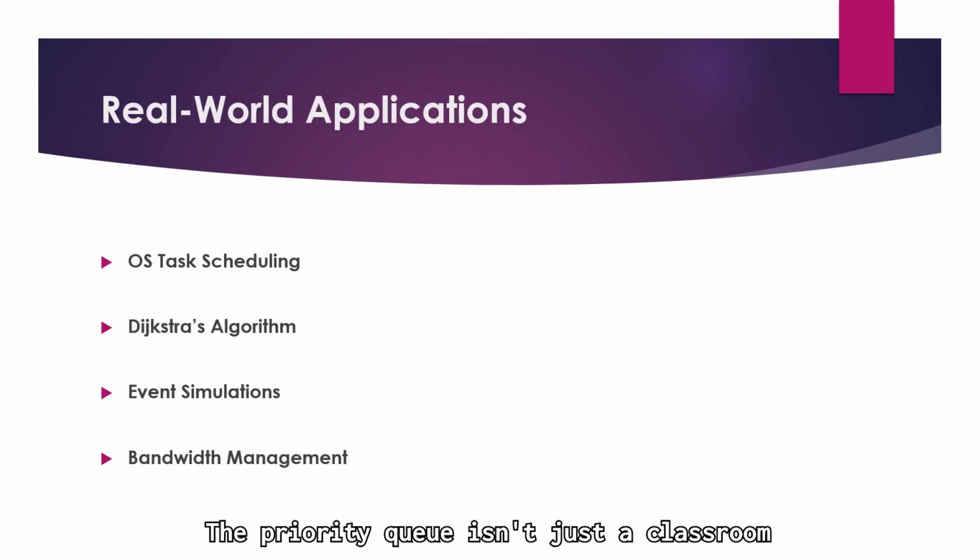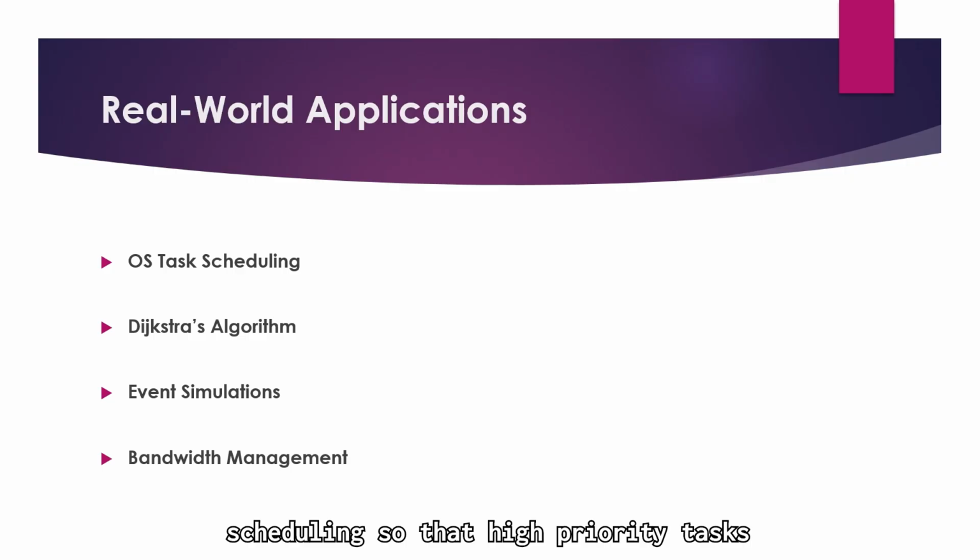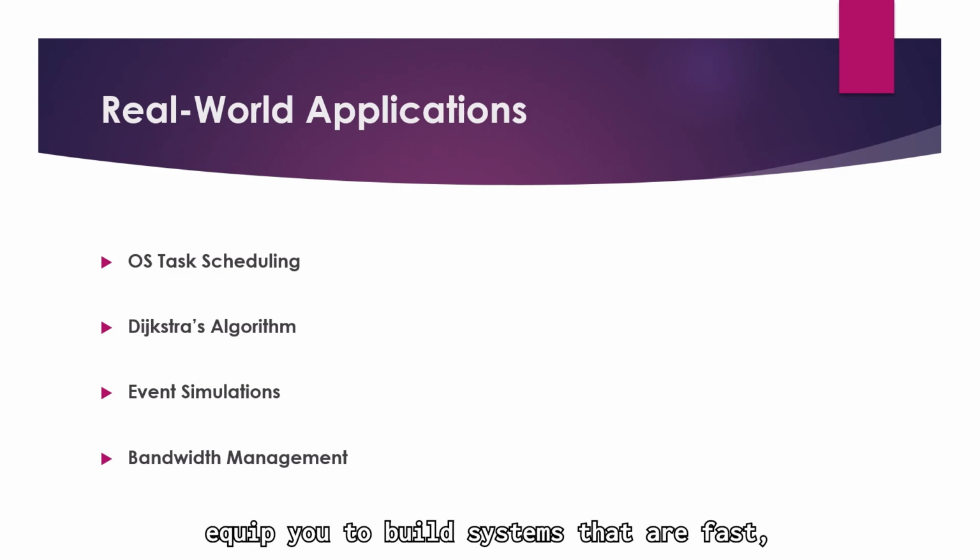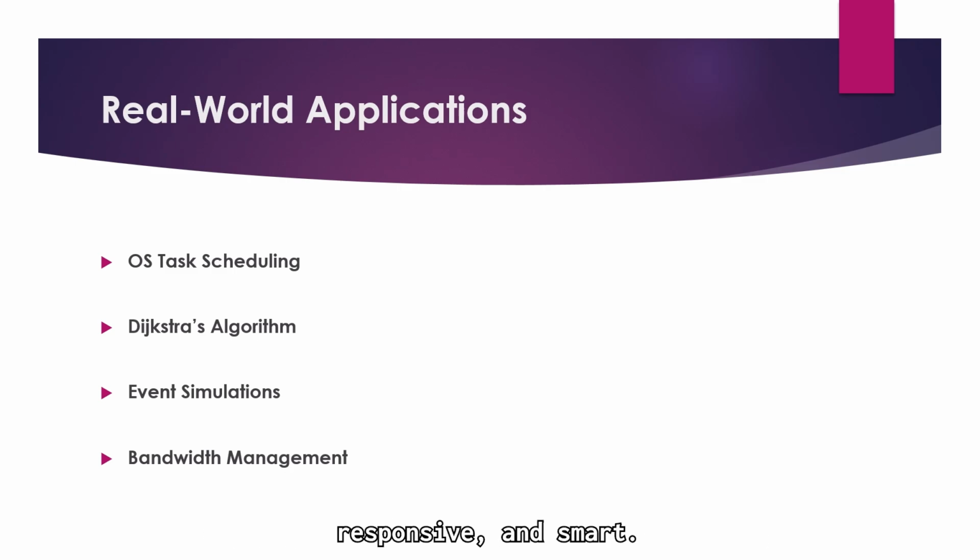The priority queue isn't just a classroom concept, it's used everywhere. In operating systems, it manages process scheduling so that high priority tasks run first. In network routing, it ensures critical data packets are transmitted with priority. In graph algorithms like Dijkstra's or A-star, it ensures the most optimal node is always processed next. Even in AI simulations or event-driven systems, it handles a sequence of events based on time or urgency. Mastering these tools equips you to build systems that are fast, responsive, and smart.